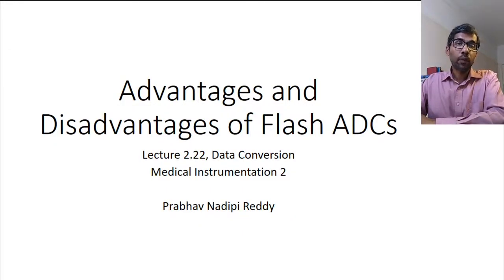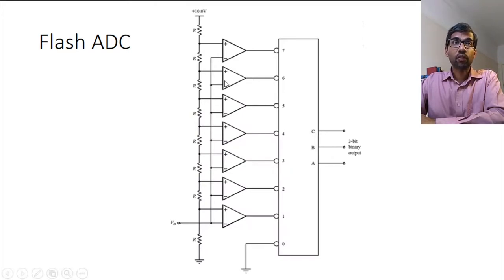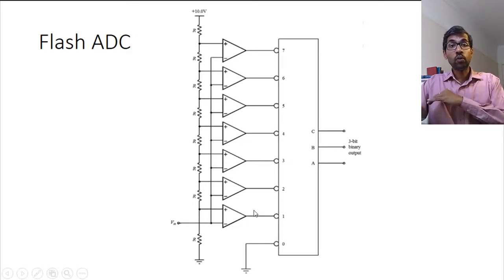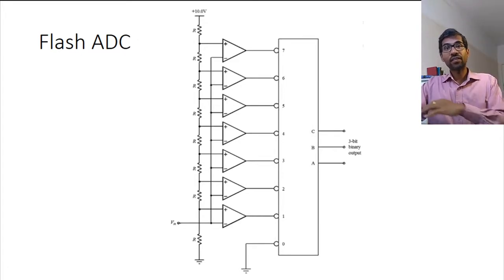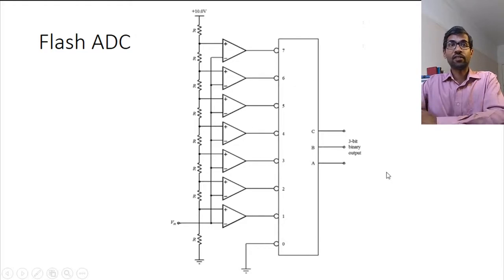Let's think about the advantages and disadvantages of Flash ADCs in this particular video. We've already looked at Flash ADCs, and what we have seen is that it's basically made up of comparators. Once you have these comparators, you get a thermometer code, and that can be converted into a binary code. One of the main advantages of a Flash ADC is that it's very fast, because in one go you do all the comparisons that you have to do and you get the signal. So it's just one comparison that you require.